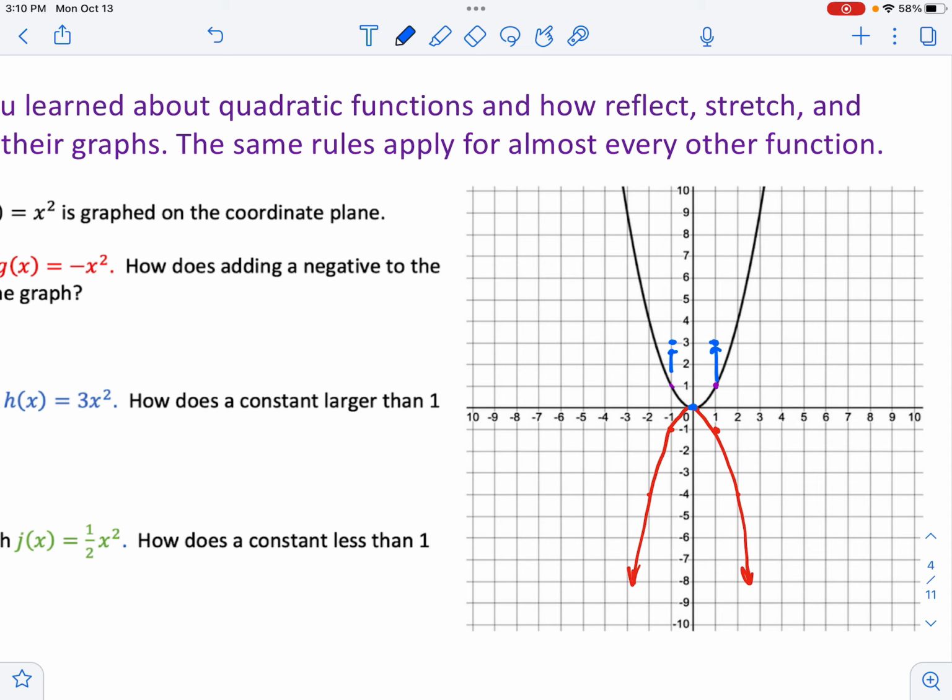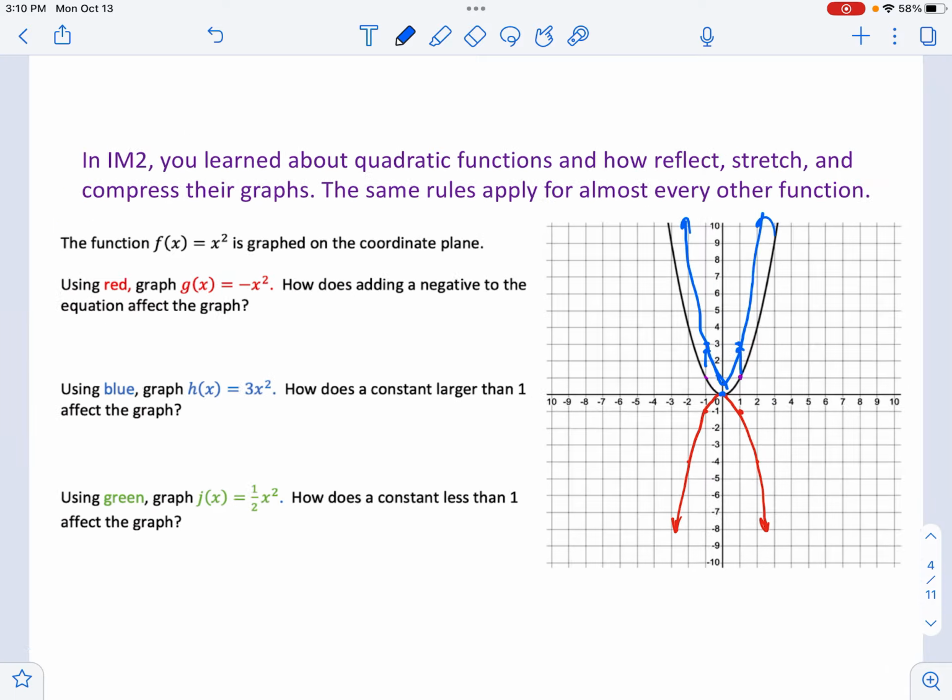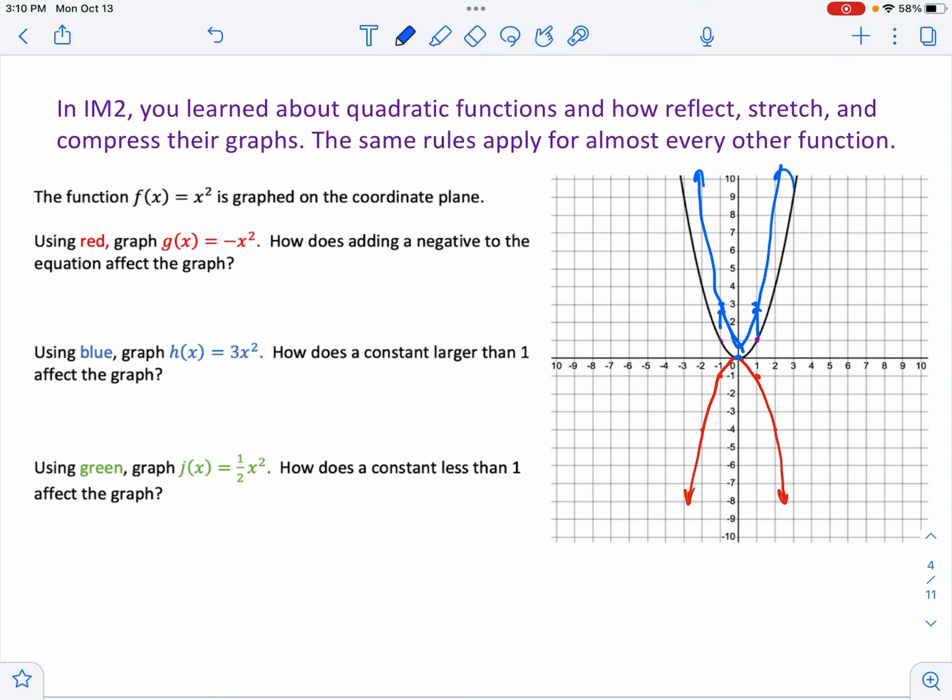I don't want it to be a straight line. Okay, that was not a great graph, but you get the picture. It's a vertical stretch, and so that's what that does.